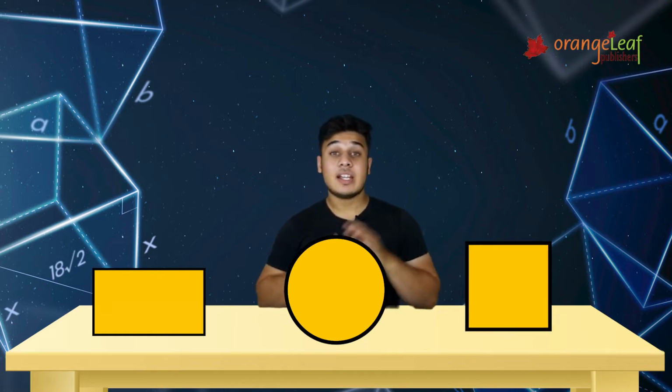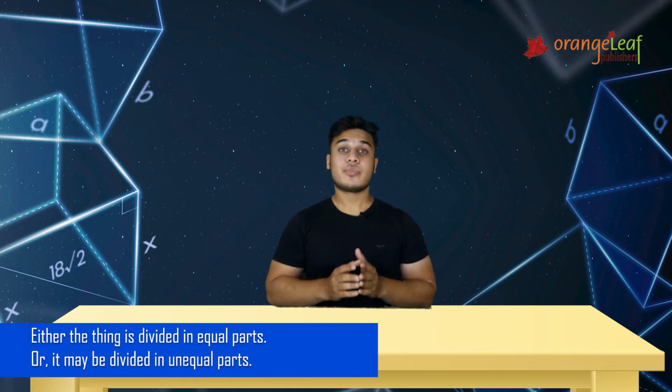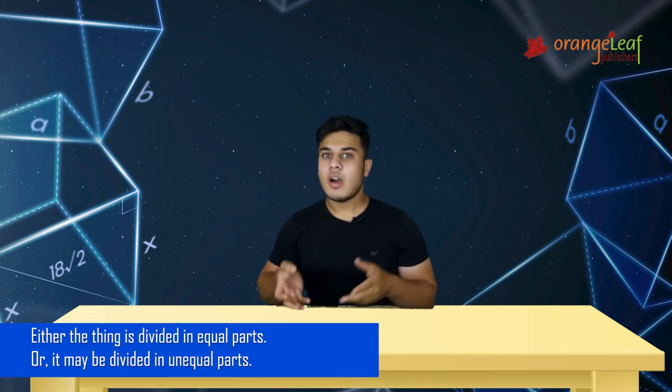So let's start with some whole figures. Here we have a rectangle, a circle, and a square. Now these are whole figures, which means they are complete and do not have any divide in them. Now, each figure can either be divided equally or unequally.